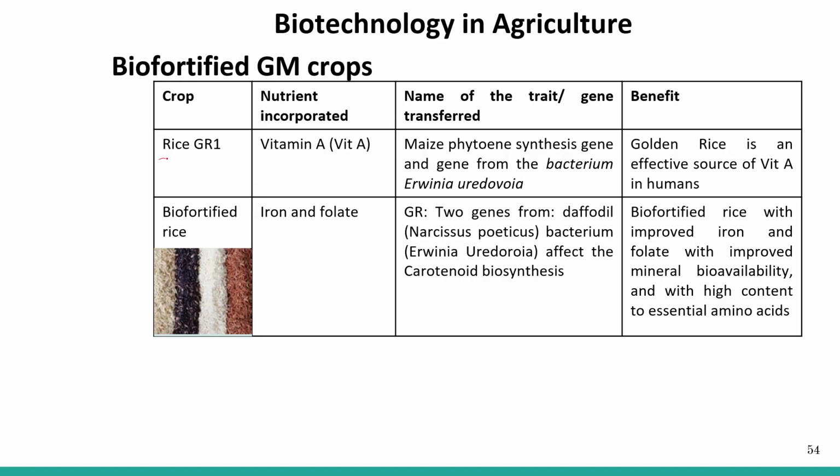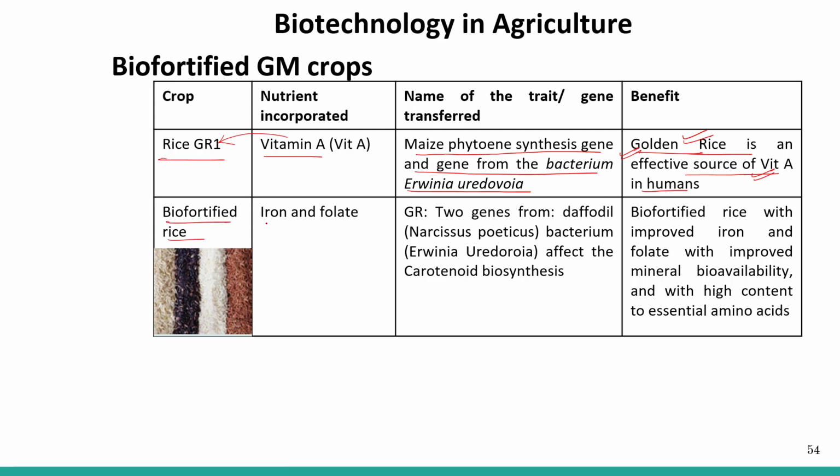Next is the rice GR1, that is the vitamin A rice. A gene for vitamin A has been transferred to the rice GR1. Maize phytoene synthase gene and a gene from the bacterium Erwinia uredovora. Golden rice, this is very important, is an effective source of vitamin A in humans. Now we have a variety called golden rice. It also provides you vitamin A along with the starch.